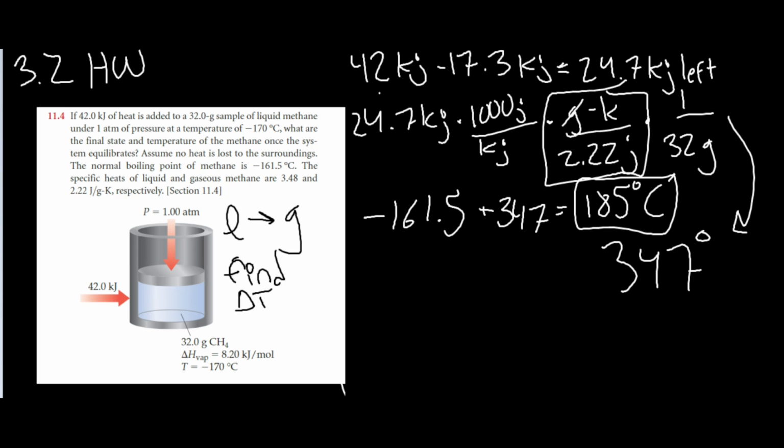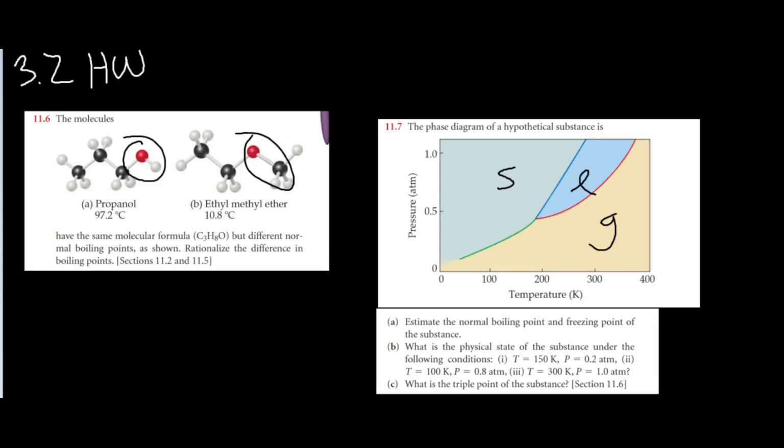And then, cancel the units, and we get 347 degrees Celsius, or just 347 degrees in general. And then finally, we just calculate our final temperature by doing negative 161.5 degrees Celsius, which, by the way, is our temperature after our phase change, plus 347 degrees Celsius, and we get to 185 degrees Celsius, and that is our final answer. Alright, after that incredibly long problem, we got some easier ones.